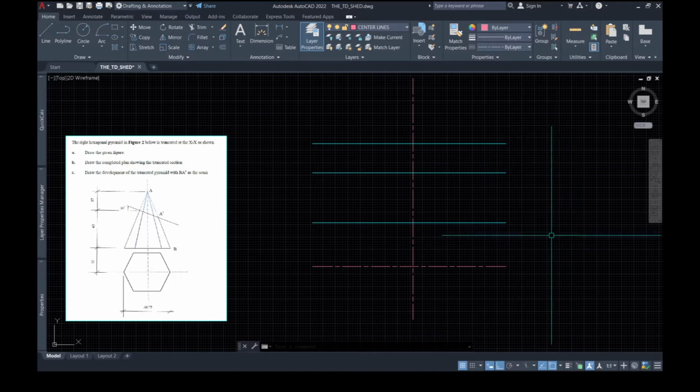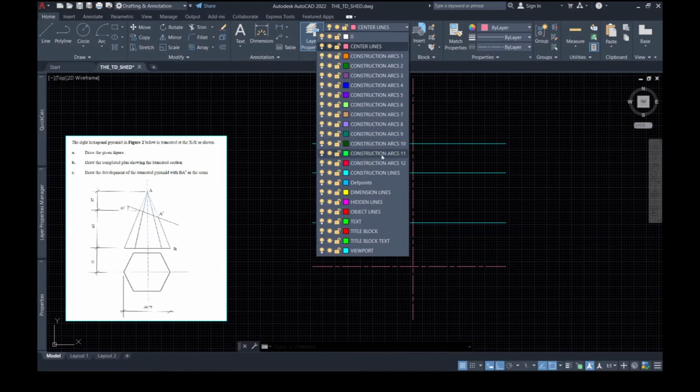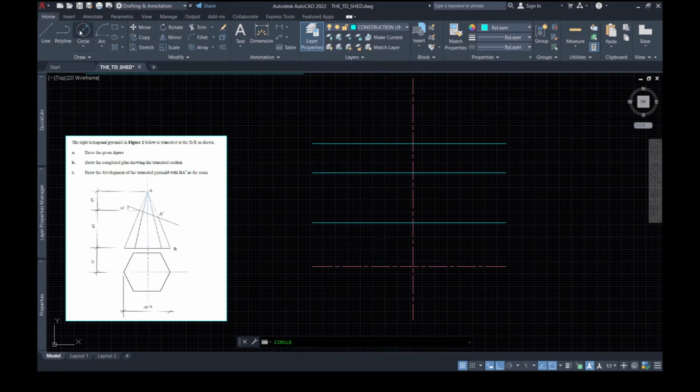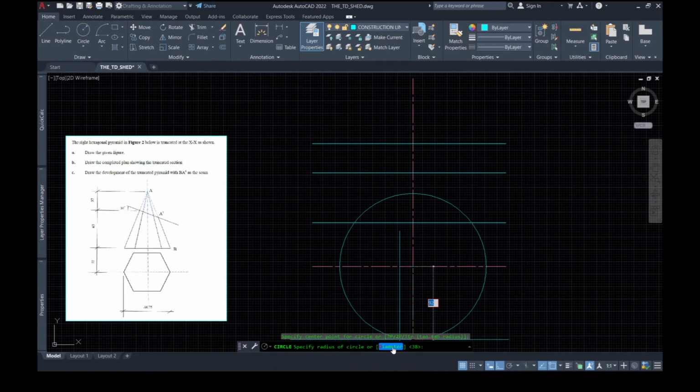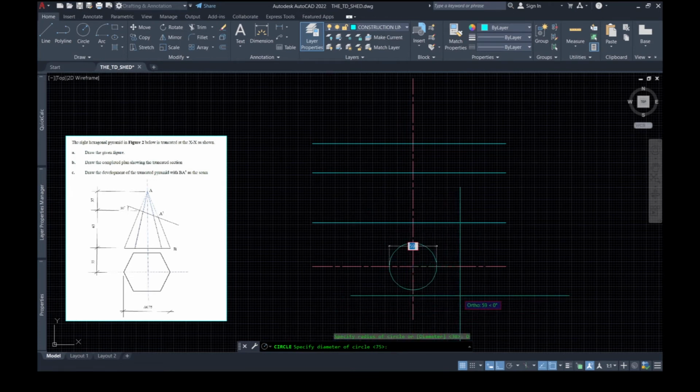We are now going to construct the regular hexagon, which is part of the plan of the pyramid. The dimension of the pyramid is given as the distance across its corners, which is 75 millimeters. We will therefore construct a circle with a diameter of 75 millimeters. We first use our circle command, specify our center, and in order to construct our circle using its diameter, we activate diameter mode and type in the diameter, which is 75 millimeters.